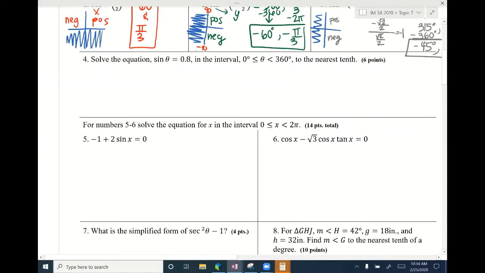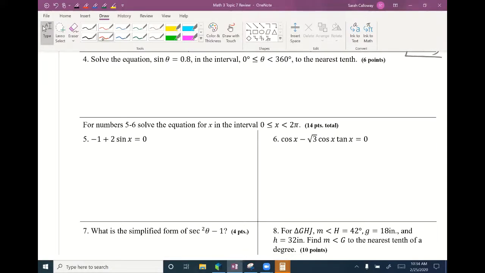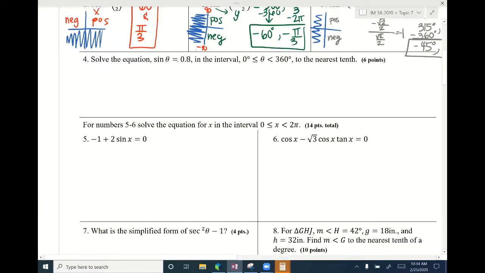Number 4 is an equation where I am answering using degrees to the nearest tenth. And so that means that I should be using a calculator for this. I don't have 0.8 on the unit circle, so I need to make sure that my calculator is in degree mode. If I have sine theta equals 0.8, that means that theta is equal to the inverse sine of 0.8. To isolate theta, I have to take inverse sine of both sides. And so that gives me this value.